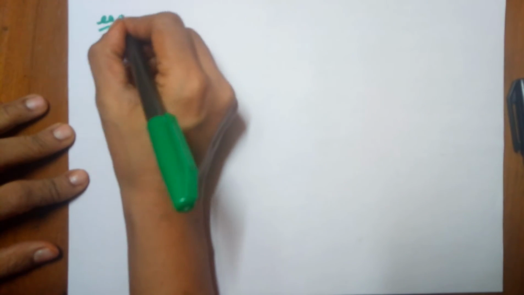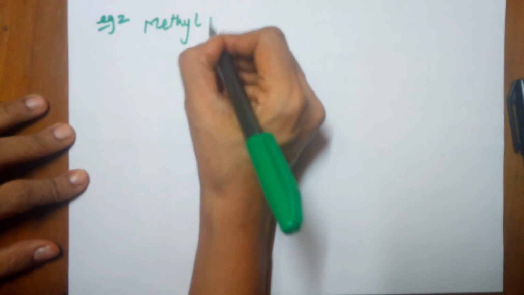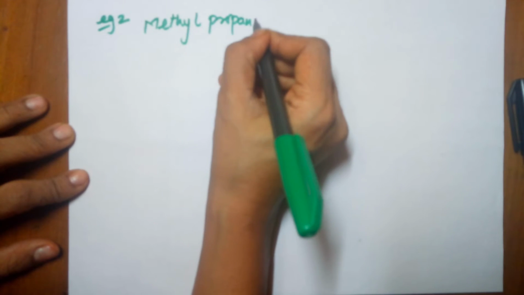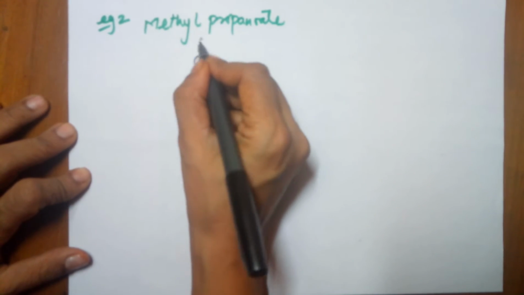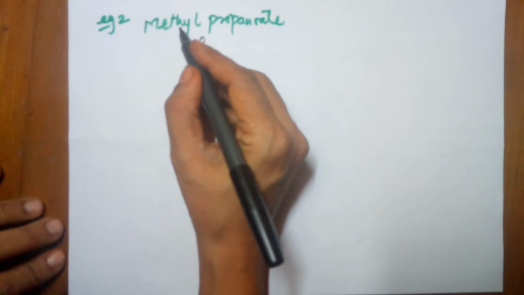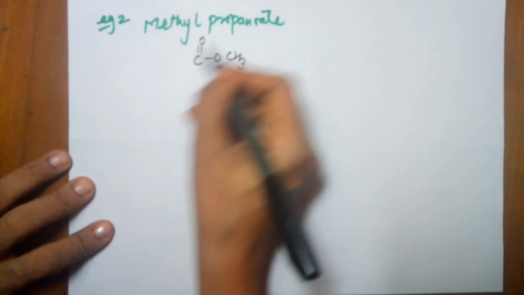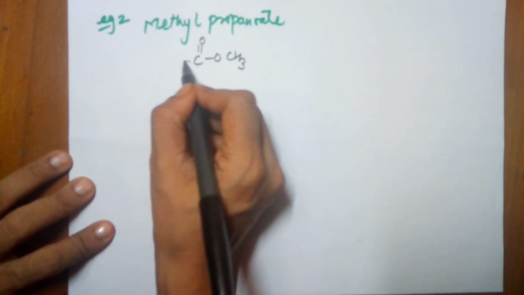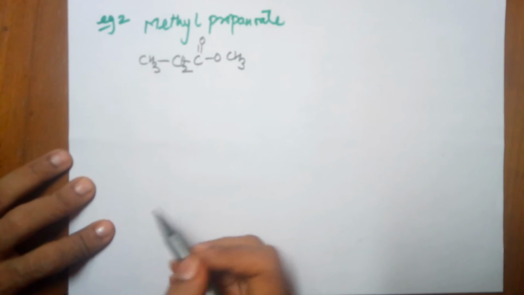The second example that I'm going to take is methyl propanoate. Now when I write methyl propanoate, it means it's an ester. Methyl is the oxygen part, so I have CH3 here. Propanoate is the carbon part, total carbons 3. One you already have, 2 more to go. So that's the structure of methyl propanoate.